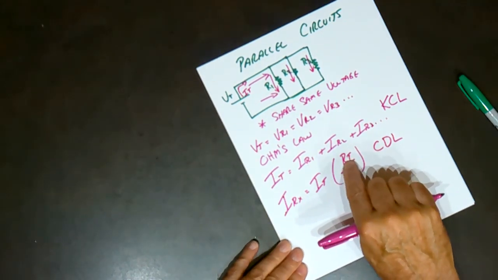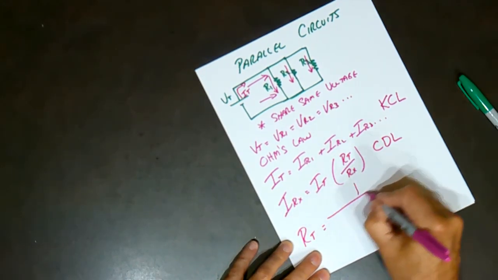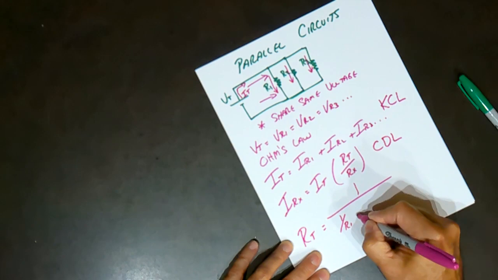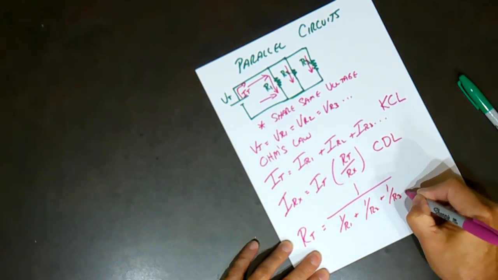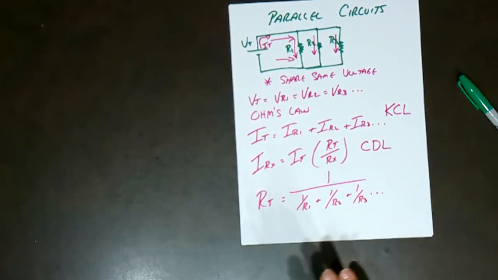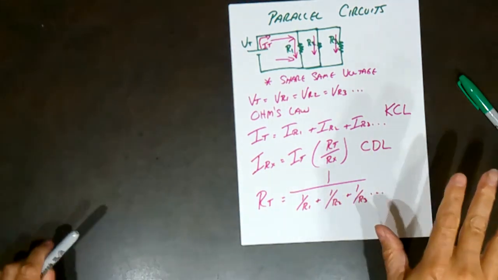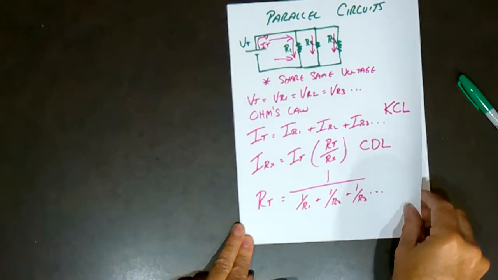Speaking of R total, we had worked out that R total is equal to 1 over R1 plus 1 over R2 plus 1 over R3, etc., etc., etc. And that is the main formula that we use for solving any total resistance in any parallel circuit.